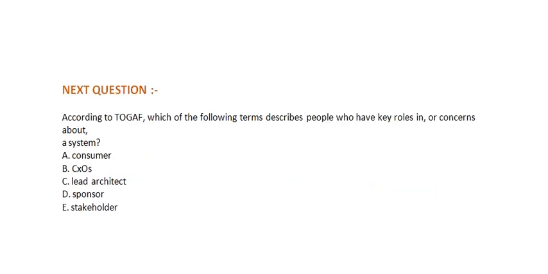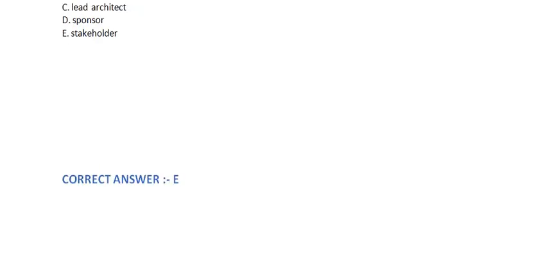Next question is, according to TOGAF, which of the following terms describes people who have key roles in or concerns about a system? Option A, consumer. Option B, CXOs. Option C, lead architect. Option D, sponsor. And option E, stakeholder. The correct answer is option E.